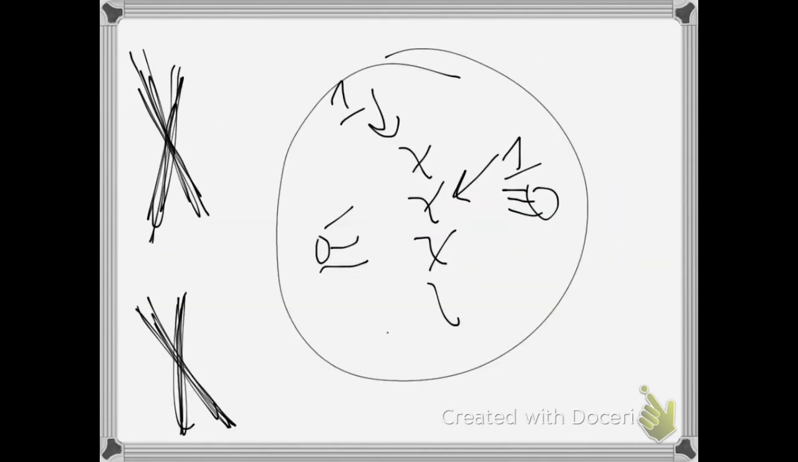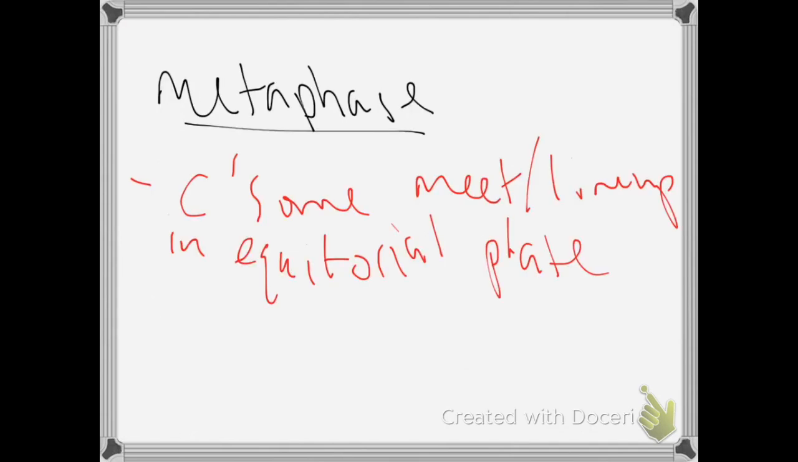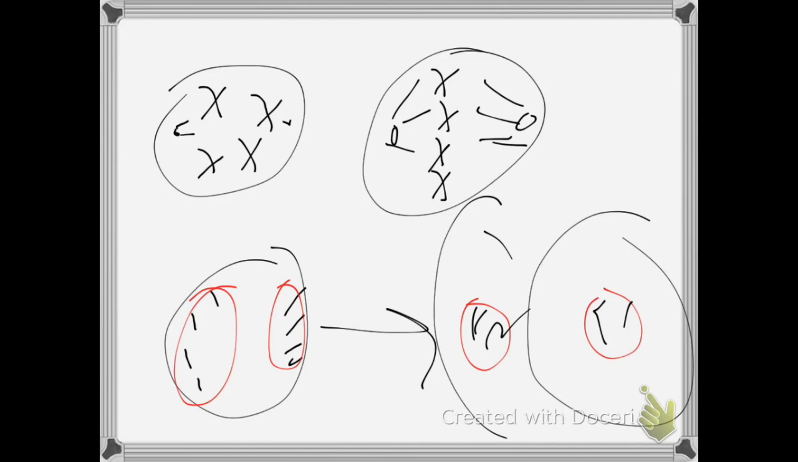So this was our prophase and metaphase sort of example, and I show you here, if I say that this is chromosome 1 from mom, this is chromosome 1 from dad, we're always going to get a chromosome 1 from mom and a chromosome 1 from dad in this split. So you never lose genetic material.